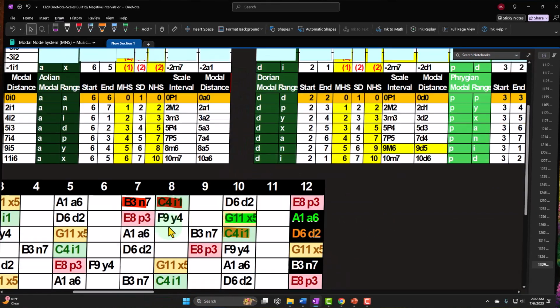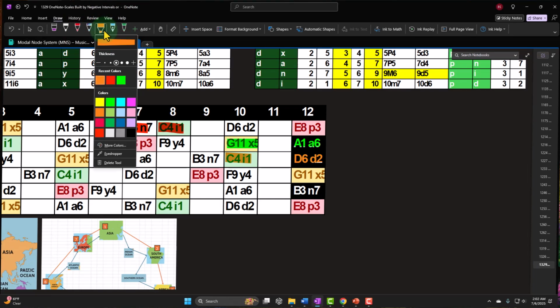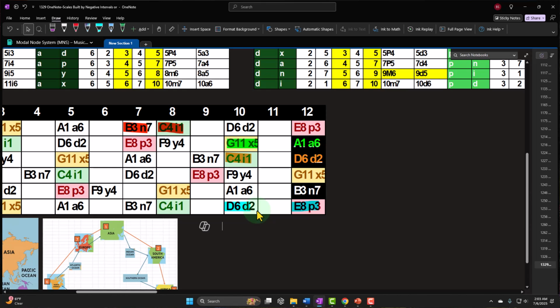So from the Phrygian, let's go down here and then make another color. See if we have enough colors here. So I'll make this the light blue for the Phrygian. And we're saying we're going to go back from here to here. Okay, so that's going to be 1 modal half step back, and it would be -2 notes.